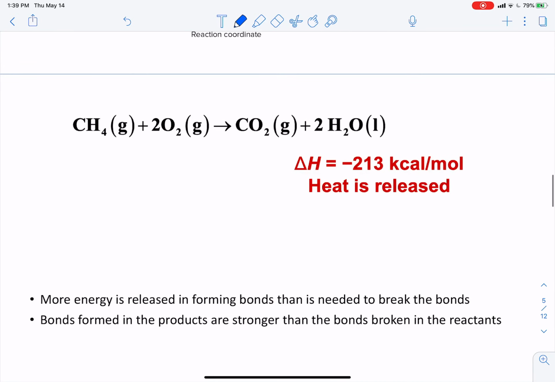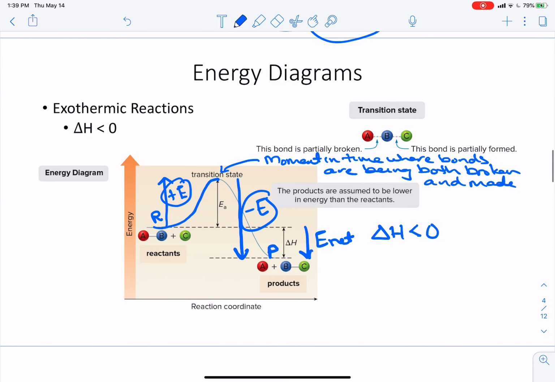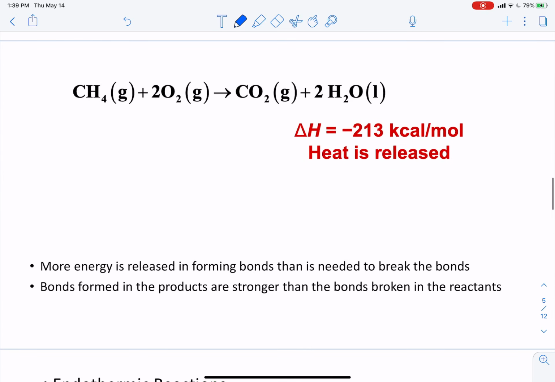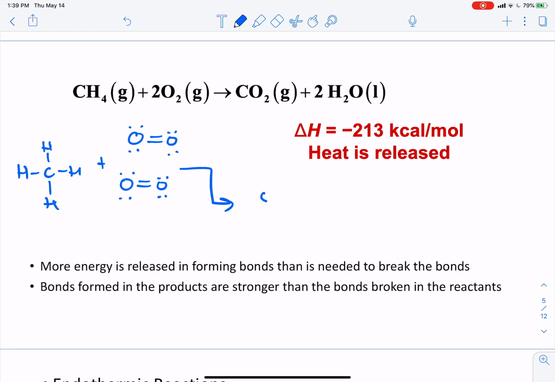Now back to this slide right here where we had just done exothermic reactions. What we have is a reaction of methane, CH4, with a couple of oxygens. And methane, if we draw out the Lewis structure for that, looks like this. And then we're adding it to a couple of oxygens, and O2s have a double bond between them. And what we're making is carbon dioxide and a couple of waters.